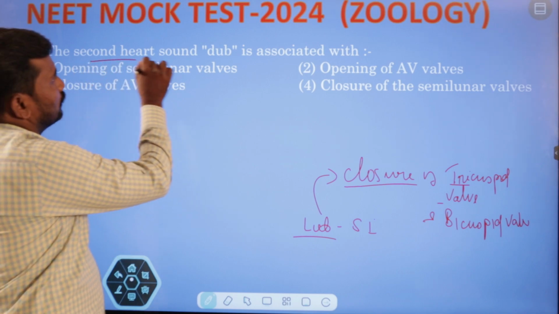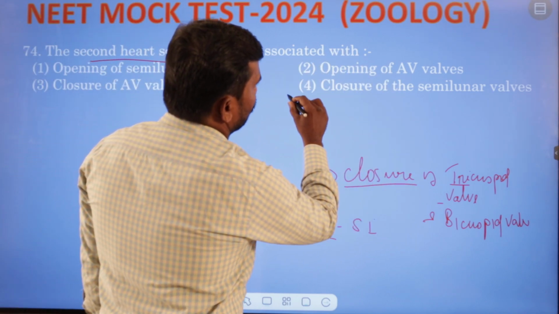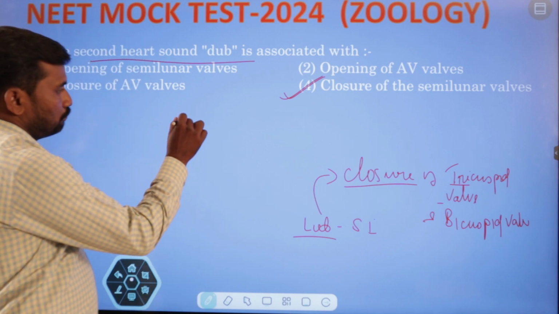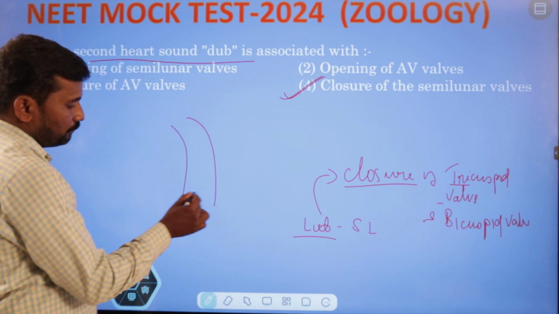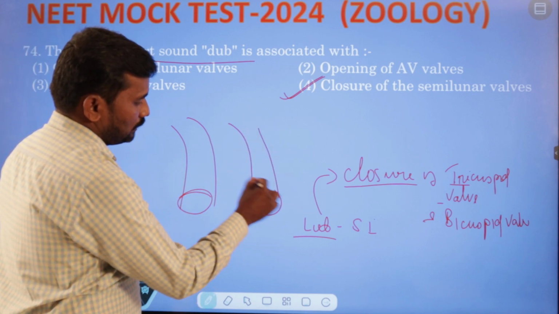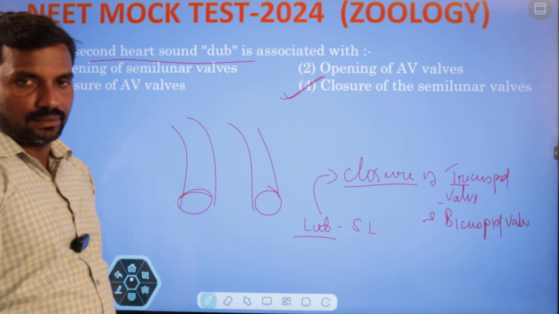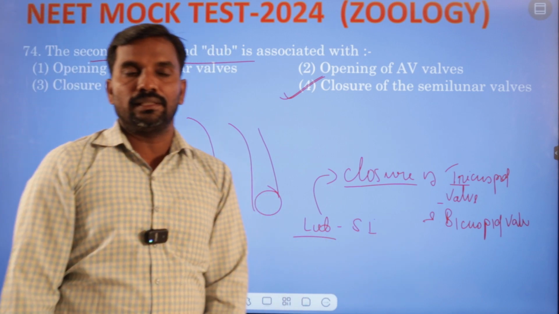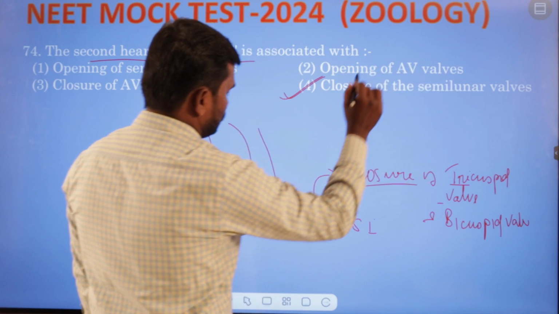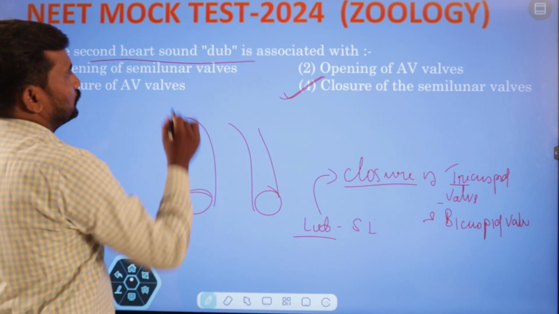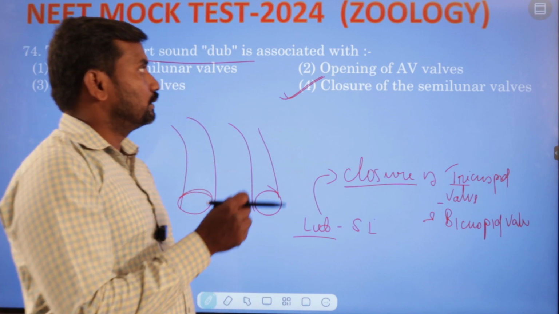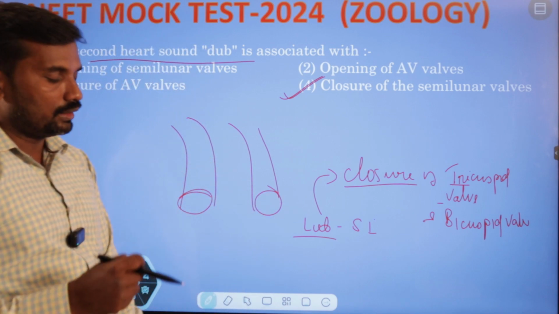The second heart sound, tup, is associated with the closure of the semilunar valves, which are present at the base of the pulmonary artery and at the base of the aorta. The aorta is on the left-hand side and the pulmonary artery on the right-hand side. When the semilunar valves close, the tup sound is created. So the lup-tup sound is one of the most important indicators of how our heart is working.